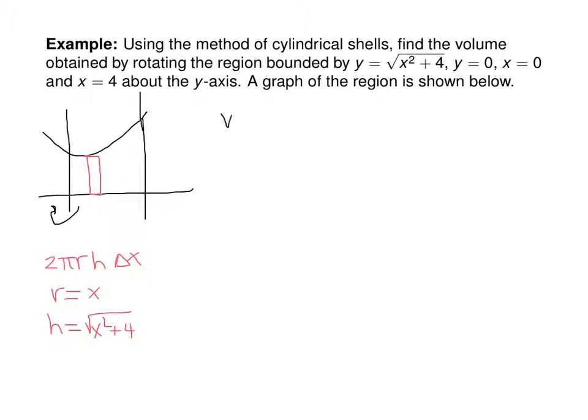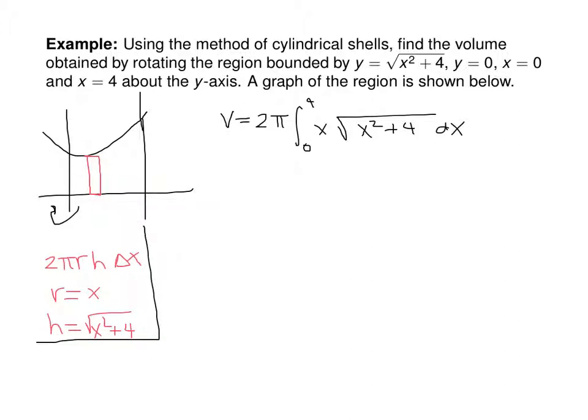So the volume will be given by 2 pi integral from 0 to 4 of x times the root of x squared plus 4 dx. And to integrate this, you're going to need to do a u substitution. You'll let u equal x squared plus 4. du is equal to 2x dx.